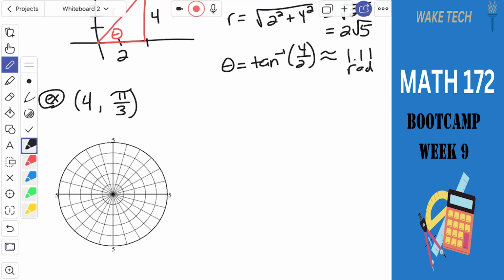But if we want to plot the point 4 with pi over 3, what we'll do first is identify where pi over 3 is on this polar plane. I took a screenshot of a picture in the lab manual to use here. Just notice that there are a lot more angles identified in here than you are maybe accustomed to on the unit circle. Each of the angles identified on the polar plane count up by pi over 12 radians.